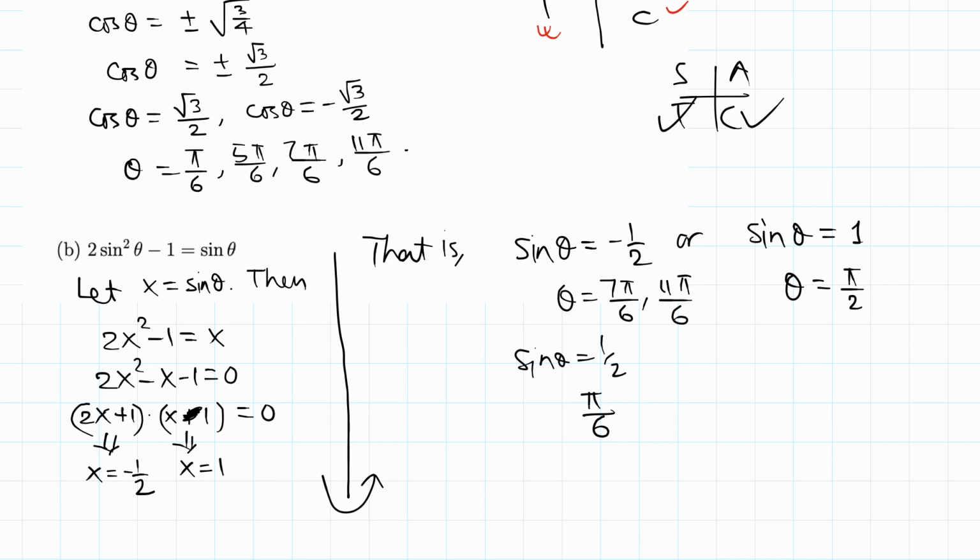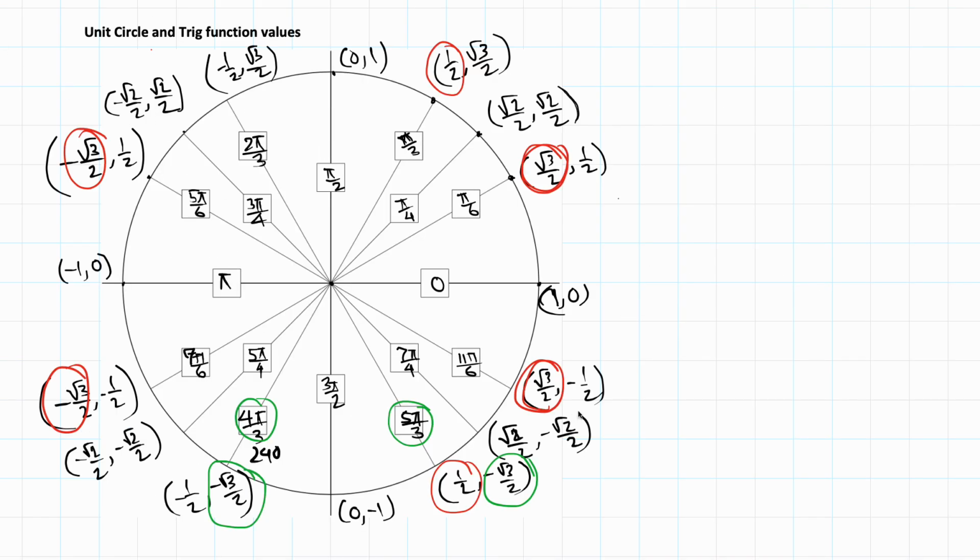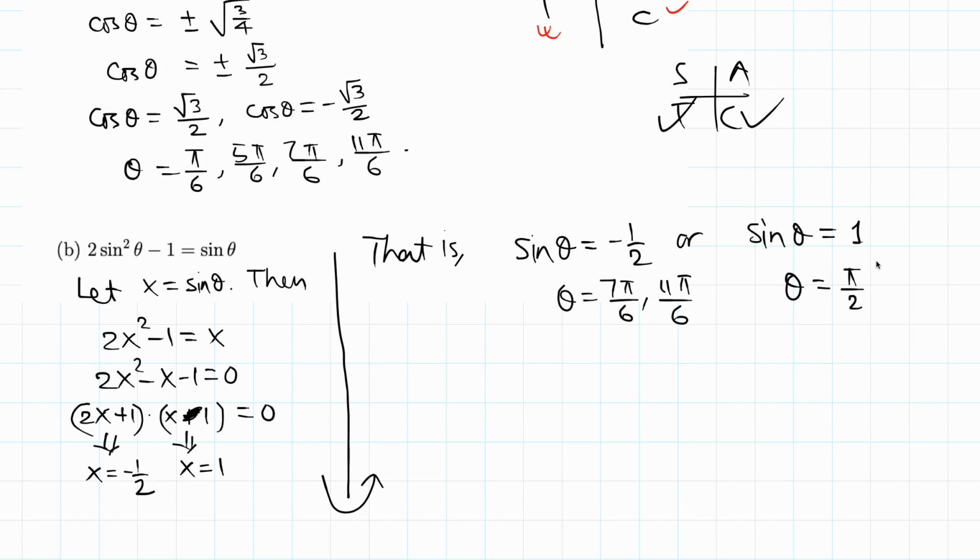Similar to the previous problem, we can double check by going to the unit circle. So we are finding sine theta equals negative 1/2. Sine means y coordinate, here and here: 7 pi over 6, 11 pi over 6. And 1 is only one place, that's pi over 2. Okay, so these are the answers.